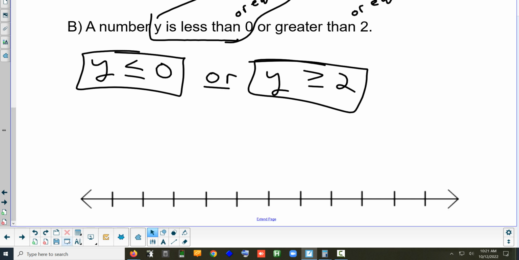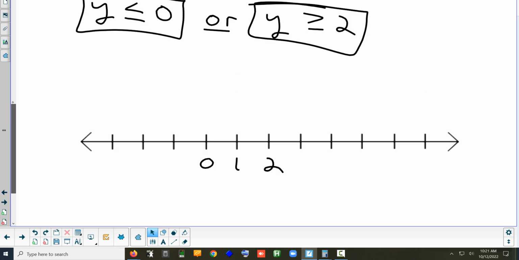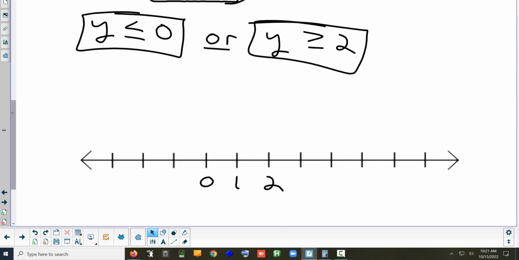All right, so number line. We don't need very many numbers here. I think that's good enough. How about Jacinda? What kind of circle on 0? Closed. How about on 2? Closed. And Mia, which way would I shade? Between the dots or outside? Outside, right? This is an or. So we want to shade everything that goes to the left of 0. And we want to shade everything to the right of 2.